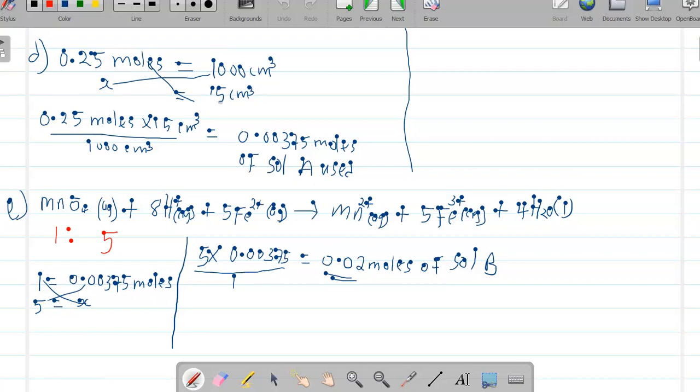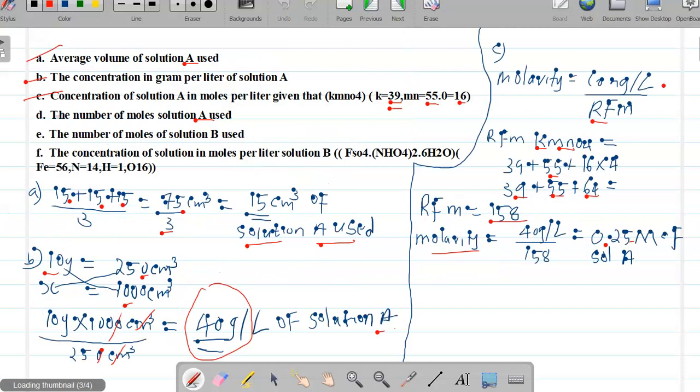15 cm³ is the volume used. How many moles of solution A were used? Cross multiply: 15 multiplied by 0.25 divided by 1000. Here you get 0.00375 moles of solution A used. That's how you do it. That is part D, I hope you have understood it.